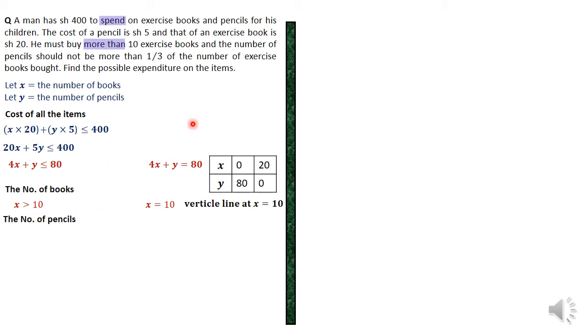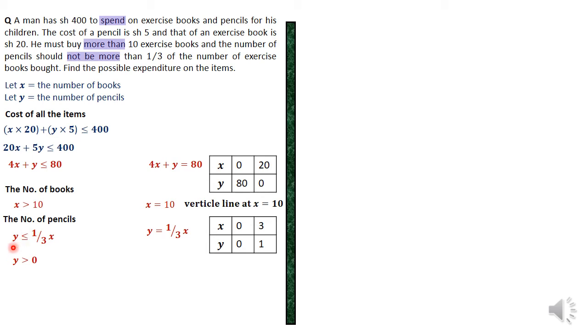The number of pencils. We've been told the number of pencils should not be more than a third the number of exercise books. So we do it this way. We're going to have y must not be more than, so it should be less than or equal to a third of the total number of exercise books bought, and there it is, giving us the inequality y ≤ (1/3)x. If you set x to be 0, y will be 0. If you set x to be 3, y will be 1. So again, this line passes through the origin.